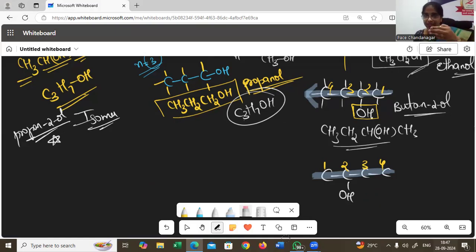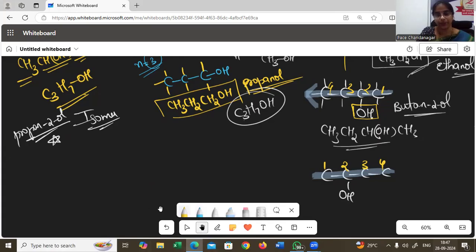So forward numbering is correct for this, because the minimum number preference should be given to the functional group. When you go forward numbering, it will be on the second. If you go backward, it is on the third. Easily, it is on the second only. It is just as good as showing my pen like this once and like this once. That's it. It is the same compound. I'm just twisting my pen. Okay, so this is about your alcohols.